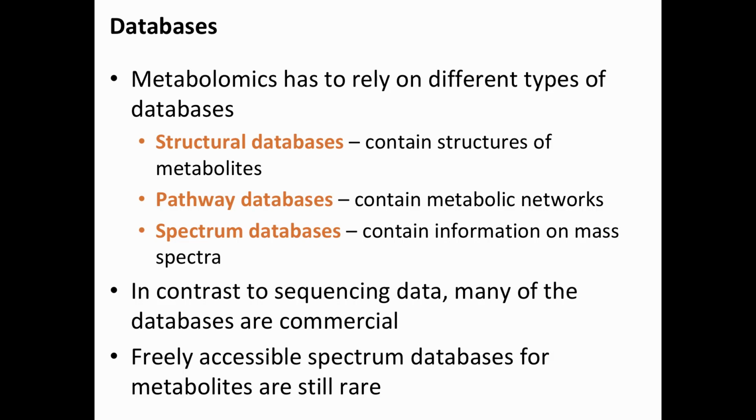In contrast to sequencing, where basically everything that is being sequenced is put out into larger archives and is freely accessible except for personal genomics data, freely accessible spectrum databases for metabolites are rare, and many have parts of them that are still proprietary, or that you have to buy licenses for. They're being sold commercially, and that has been hampering the field of metabolomics for many years.